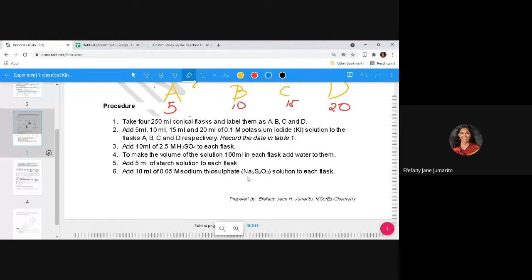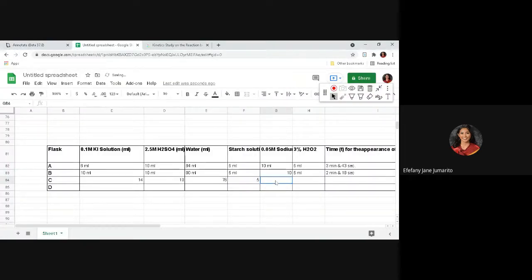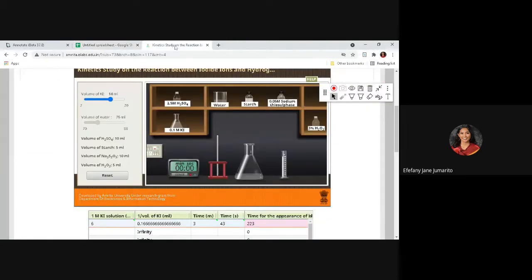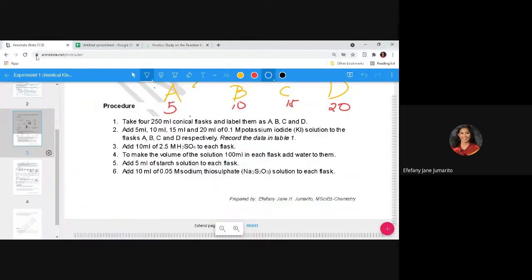Okay. So we have thiosulfate, class. Take note of that because in chemistry they have different names. Sulfite is different from sulfate. After that one, we will add 10 ml sodium thiosulfate. So we have 10. Okay, let's add 10. Then we will pour. After that one, procedure 7.